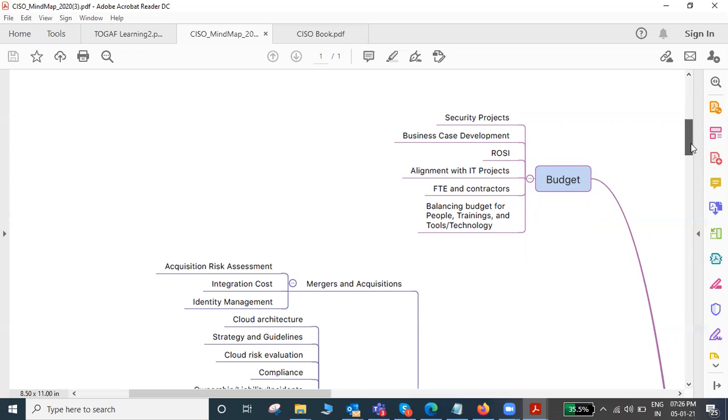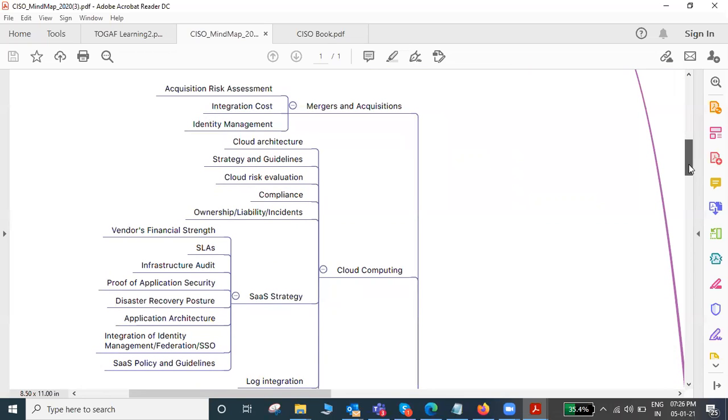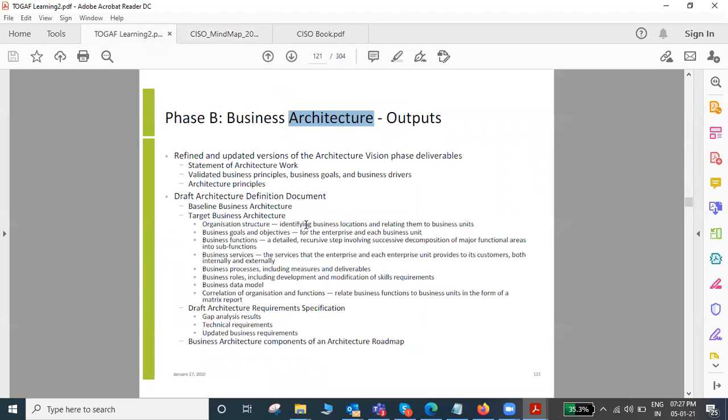Okay, so that's good. Then we have mergers and acquisitions: acquisition risk assessment, integration costing, identity management. So in the TOGAF environment, you're talking about some architecture, designing, ADM, things like that.